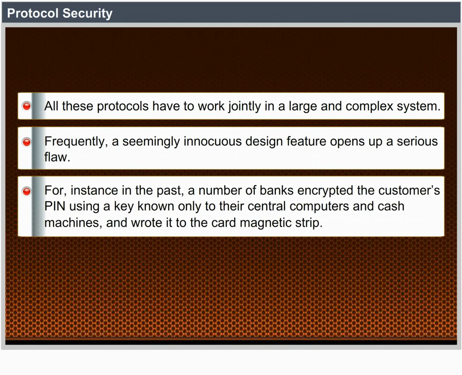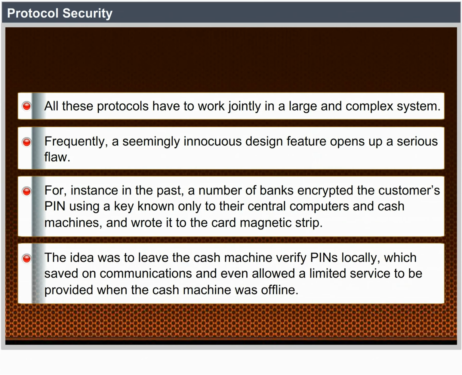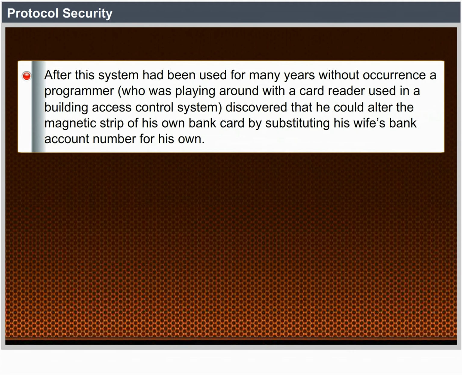The idea was to let the cash machine verify PINs locally, which saved on communications and even allowed a limited service to be provided when the cash machine was offline. After this system had been used for many years without incident, a programmer who was playing around with a card reader used in a building access control system discovered that he could alter the magnetic strip of his own bank card by substituting his wife's bank account number for his own. He could then take money out of her account using the modified card and his own PIN.